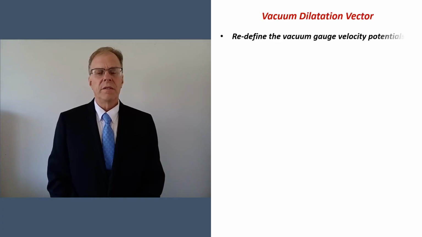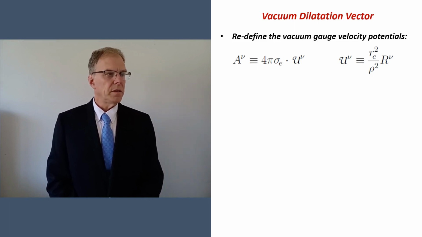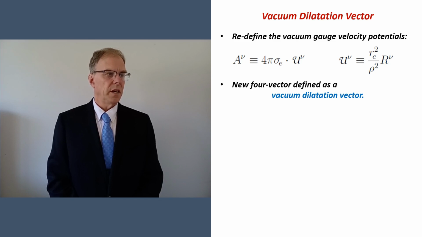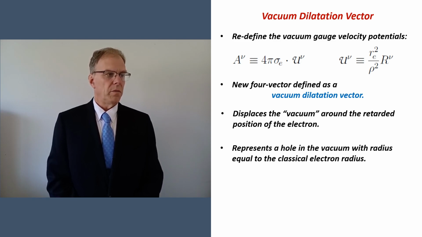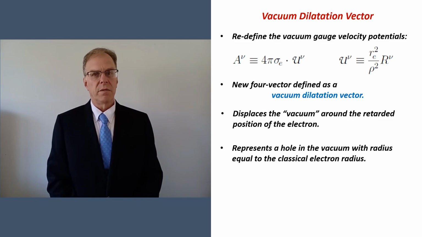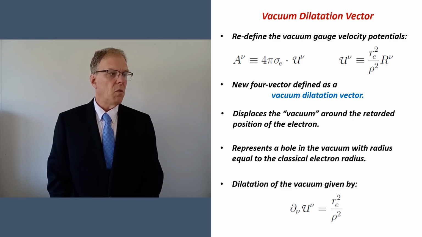Having said that, let's redefine the vacuum gauge potentials by removing a factor of 4 pi times a fundamental surface charge density and writing a new vector u nu. This vector may be referred to as a vacuum dilatation vector. Literally, our vector is a radial displacement of a medium we will call the vacuum out to a small distance r sub e. The overall effect is to create a small spherical hole in the medium with a radius that's equal to the classical electron radius. Now we can perform a divergence operation and determine a scalar quantity representing vacuum dilatation.